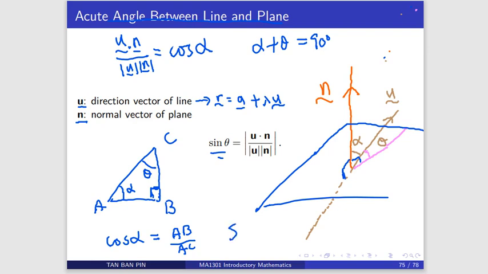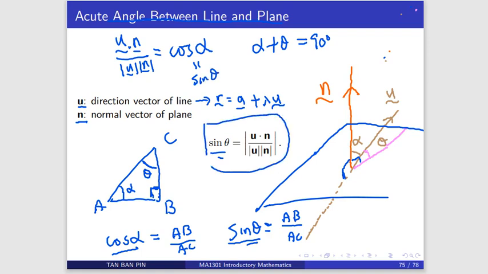If you write down sine theta, with reference to the angle theta, sine is opposite over hypotenuse, and opposite is AB, hypotenuse is AC. So with that, you see that cosine alpha and sine theta are equal. So that's why instead of cosine alpha, this is actually sine theta. So that's how we derive this formula to find the acute angle between a line and a plane.